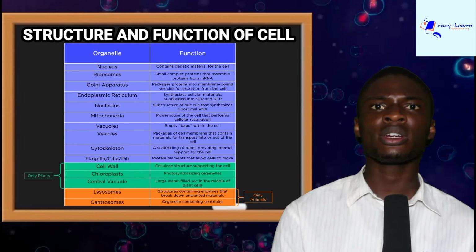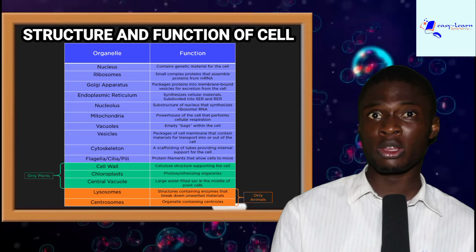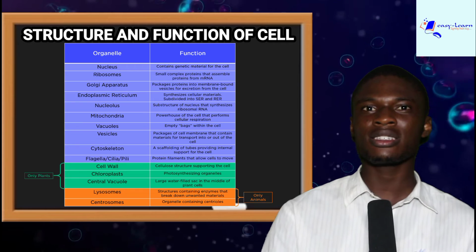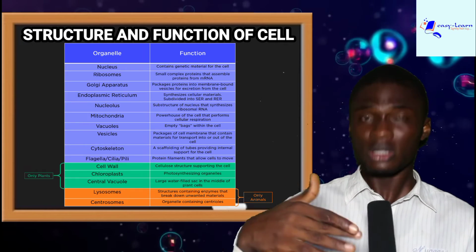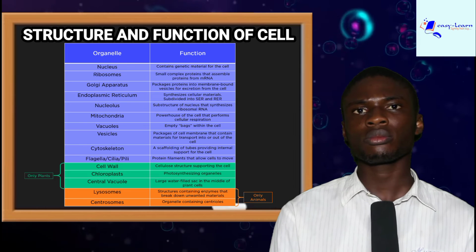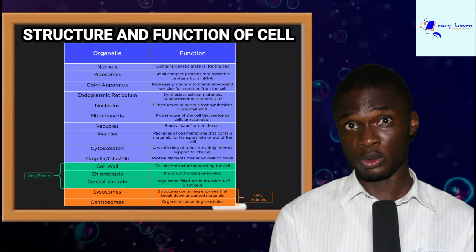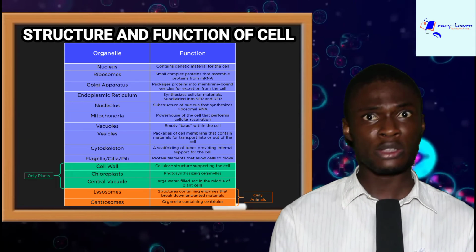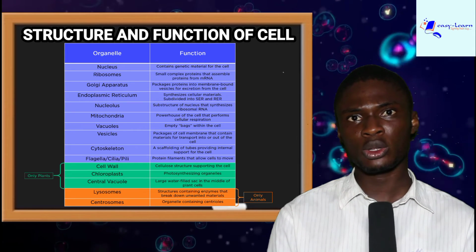We have the Golgi apparatus, or in some textbooks you see it as the Golgi body. What's the function of this organelle? It helps in synthesis, packaging, and distribution of organic materials within the cell. We also have the ribosomes. Ribosomes help in protein synthesis. We have the lysosomes. Lysosomes are sites for respiratory enzymes.